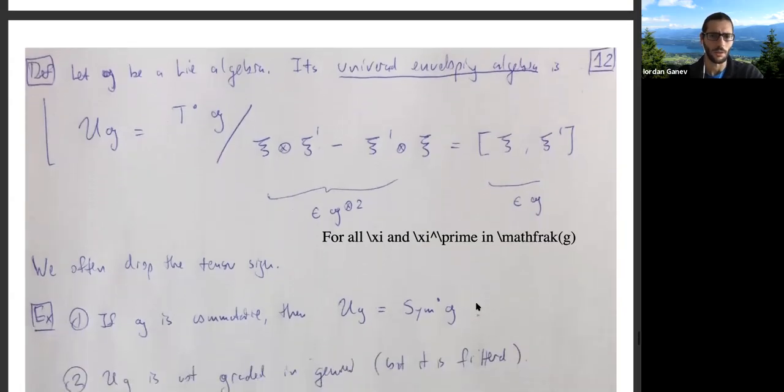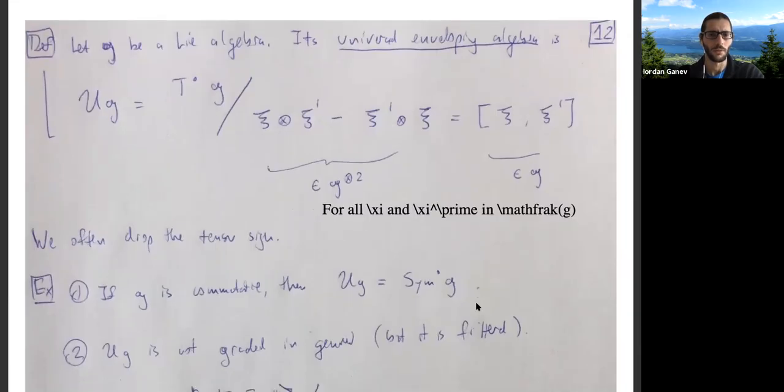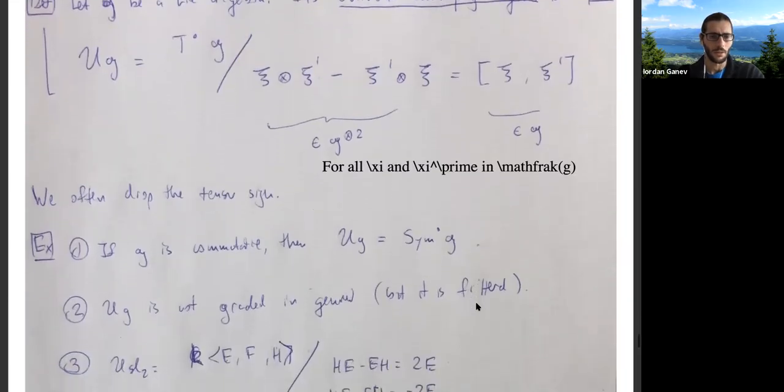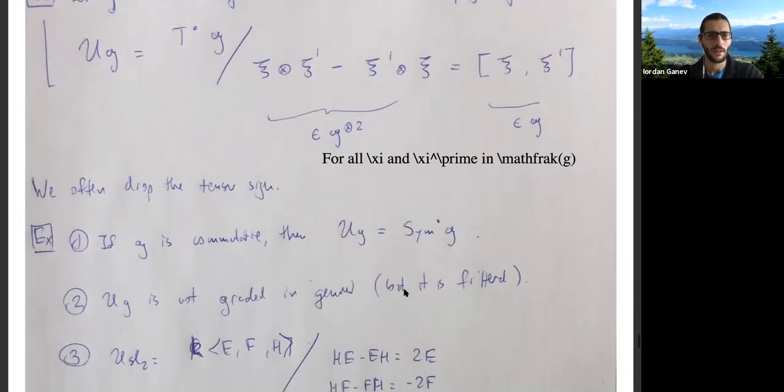And we saw that there were some nice properties. So if g is commutative, then we recover the symmetric algebra, because on the right-hand side, we just get 0 for all xi and xi prime. Unlike the tensor algebra, the symmetric algebra, and the exterior algebra, the universal enveloping algebra is not graded, but it is filtered.